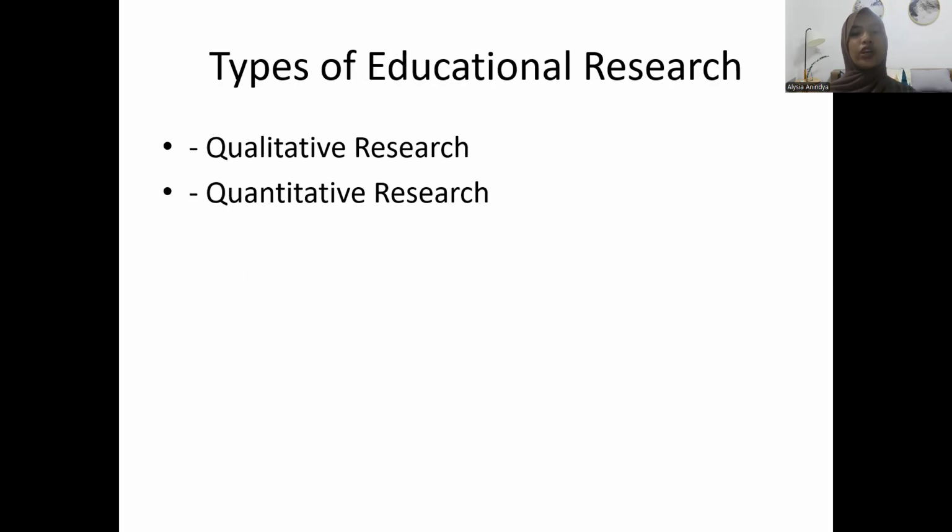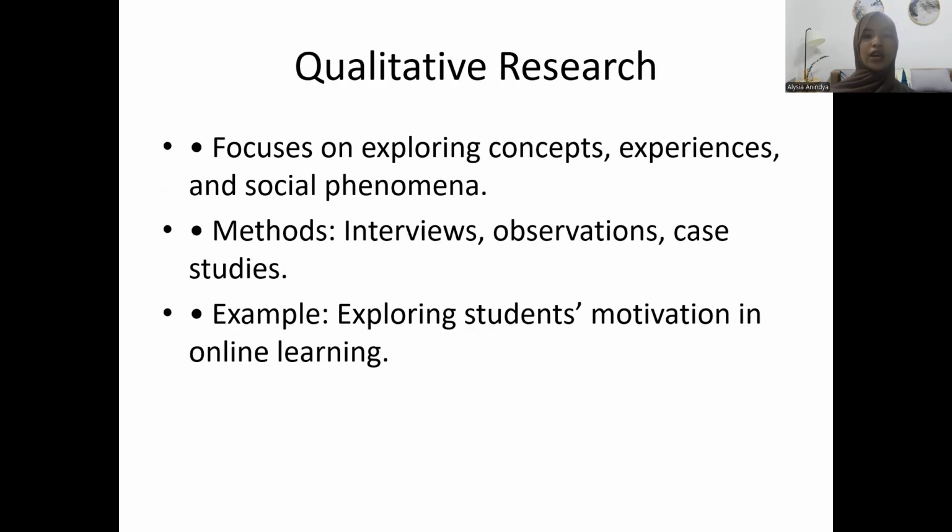Now we are going to talk about the types of educational research. There are two main types of educational research. First is qualitative research, and the second is quantitative research. So, qualitative research more focus on ideas, experiences, and also the observation rather than using number.